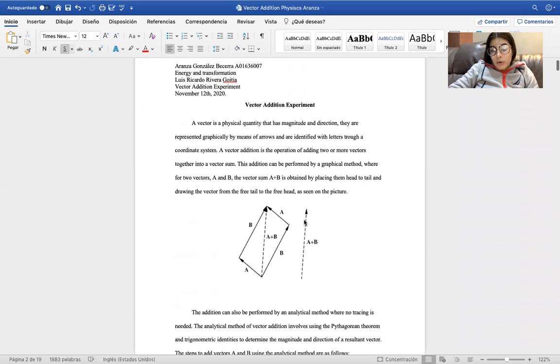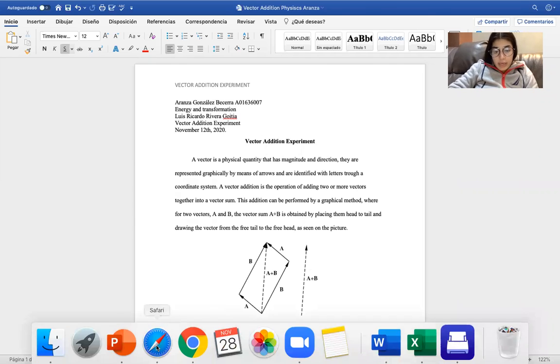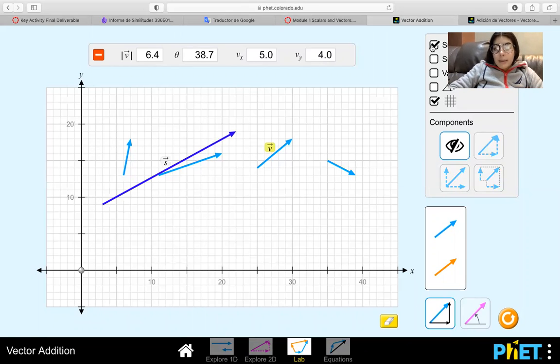So to prove my hypothesis, I first went to a vector simulator like this one, and I chose 4 initial vectors that are my independent variables. And my dependent variable will be the direction of my vector sum. So as you can see, if we sum, we will obtain this resultant vector. And we can see that the angle is 27.8.